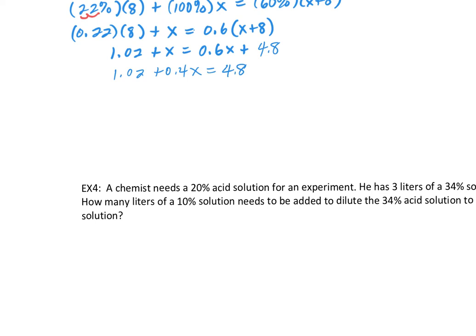And then when I subtract the 1.02, because my goal is to get the x by itself, I get 3.04 on the right. So the last thing I'm going to do is divide by 0.4, and I get 7.6. So I got a positive answer. Well, I got not zero, not negative. So a positive answer seems reasonable.